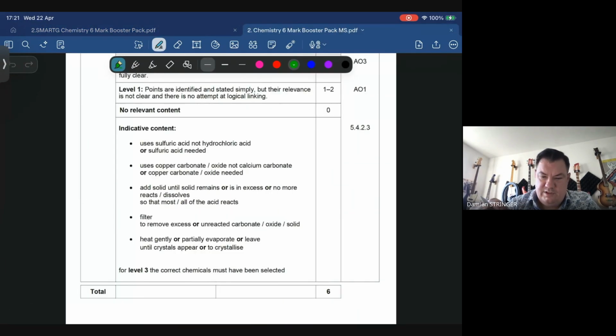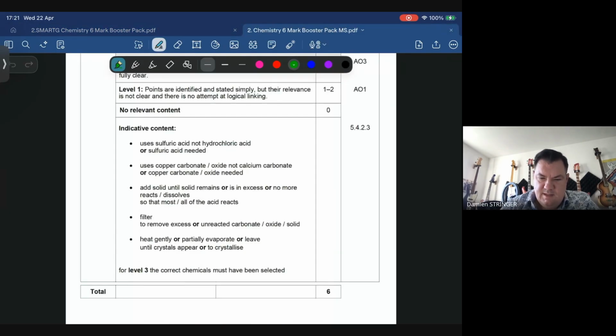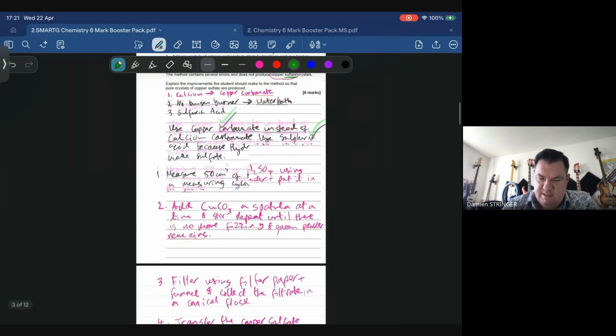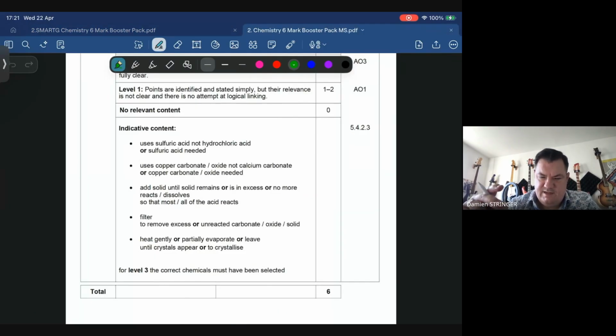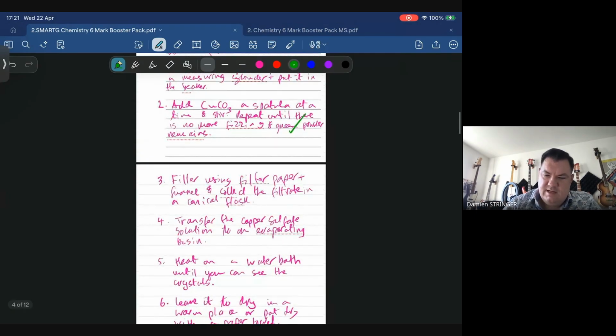What else have we got? Uses copper carbonate or oxide. Yep. Add solid until solid remains or no more reacts. So there's no mention of the fizzing, but that would also be an indicator of it. I think that's fair. Filter to remove excess or unreacted. So I think that's maybe something to add in.